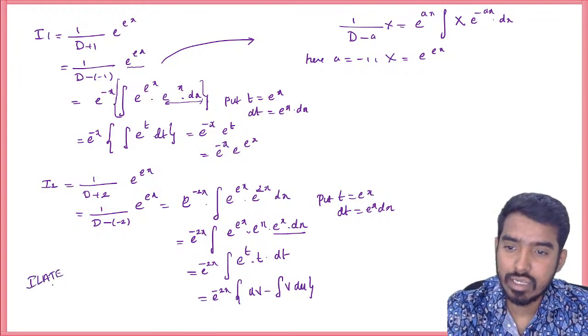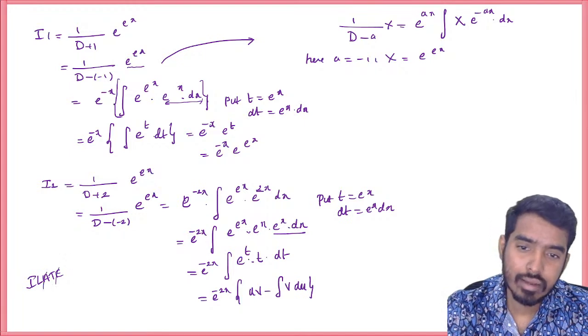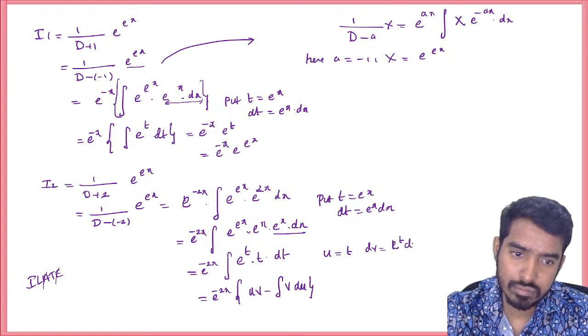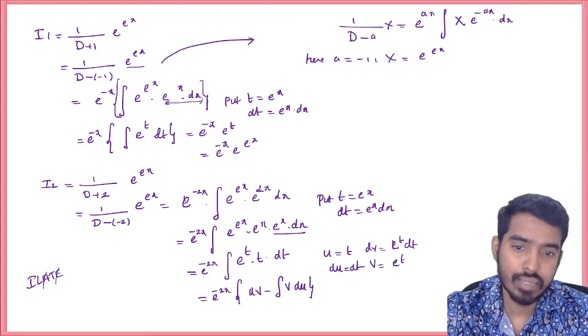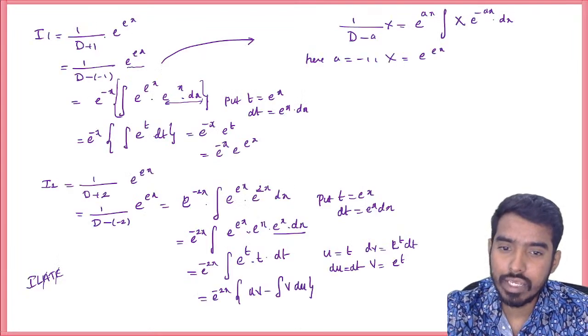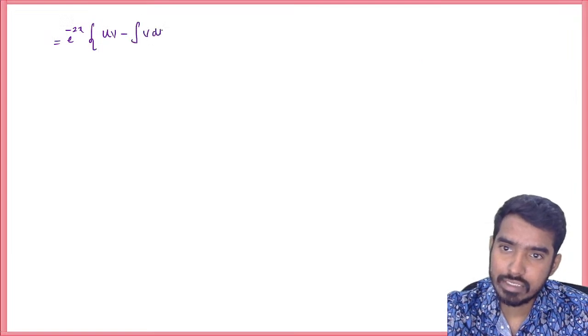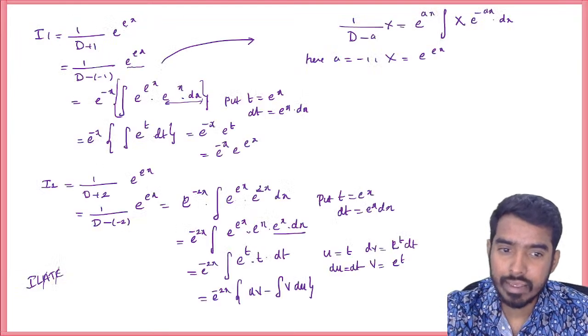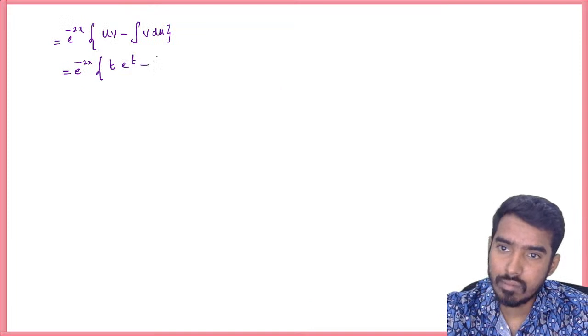I'll discuss this. So we have algebraic and exponential here. You have to choose algebraic to be first. So u is equal to t, right? dv is equal to e power t dt. Therefore du will be dt. V is the integration of this, e power t. So replace here. This will be e power minus 2x, uv minus integration of v du. So e power minus 2x, u into v. So u is t, v is e power t, minus integration of v is e power t, du is dt.